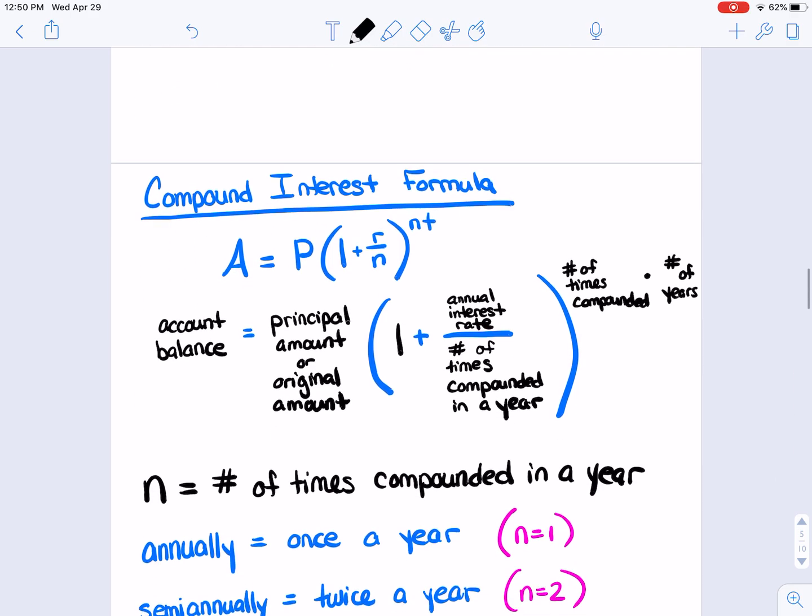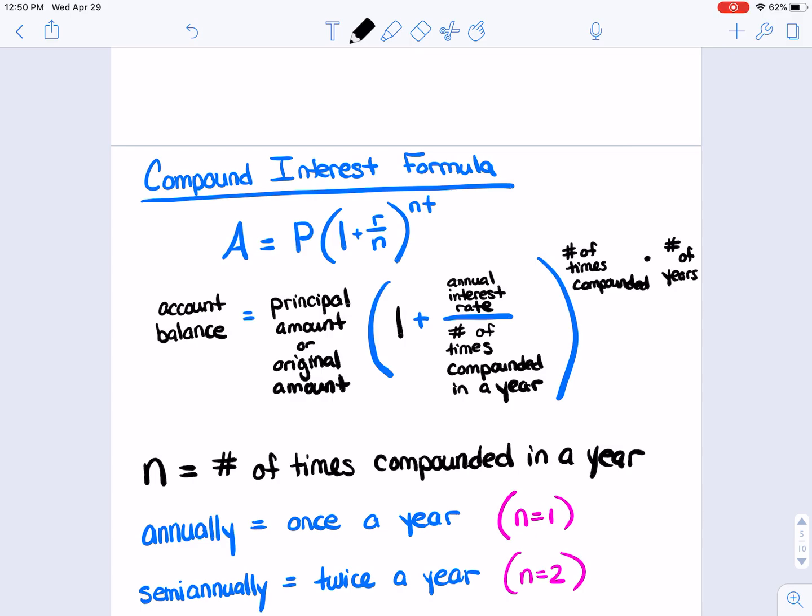So here's our equation. I wrote it all out. A equals P parentheses 1 plus R divided by N, all raised to the power of N times T. Now, A stands for the account balance. That is how much money you're going to have in your bank account after a specific amount of time has passed. The P stands for, that's where they get the principal amount. Think of that as your original amount of money that you started your bank account with. It's always going to be a 1 plus.